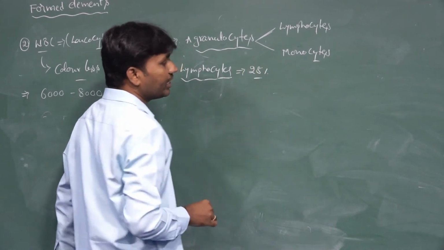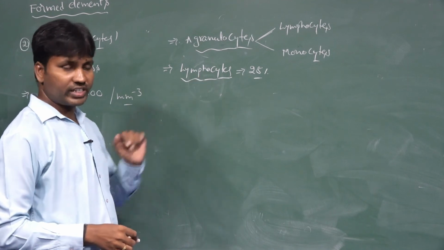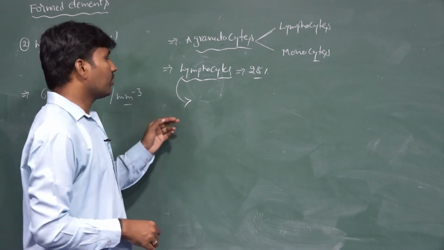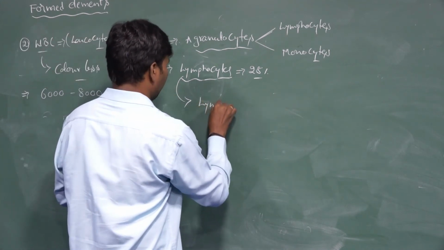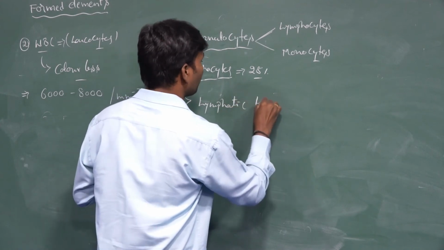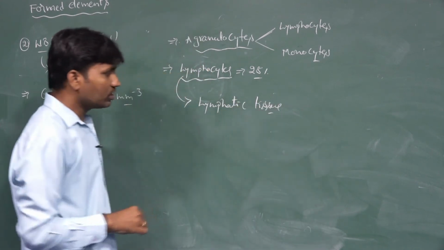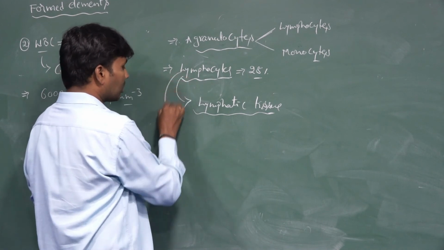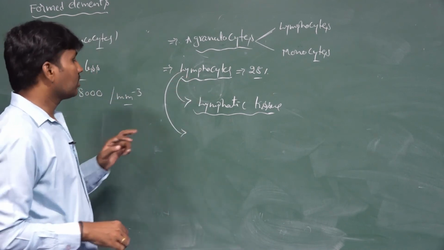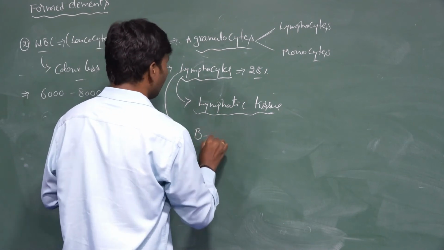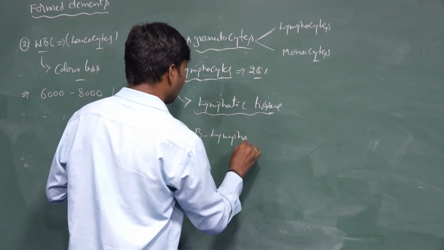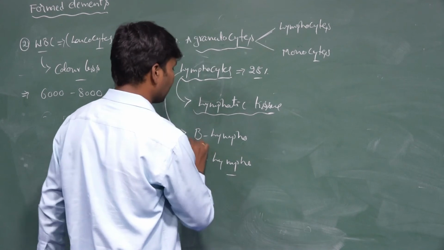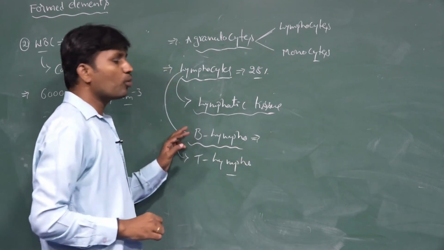Approximately 28% of the WBC are formed by the lymphocytes. Lymphocytes are synthesized and produced from the lymphatic tissues. Based on their function, the lymphocytes differentiate into two forms, B lymphocytes and T lymphocytes. B lymphocytes are bone marrow lymphocytes.